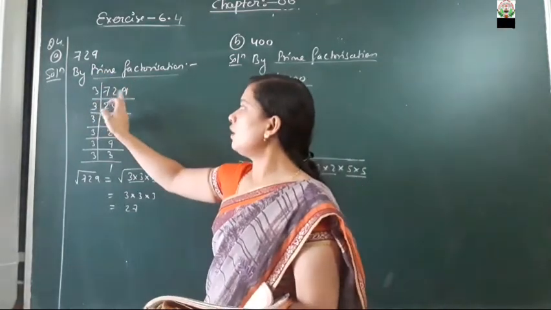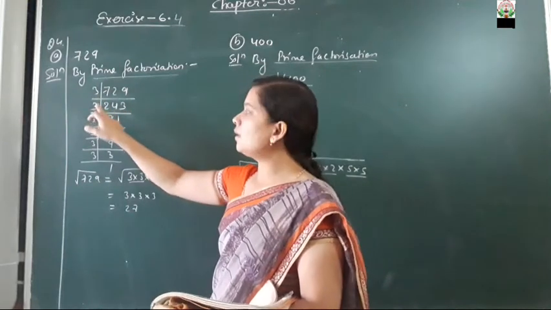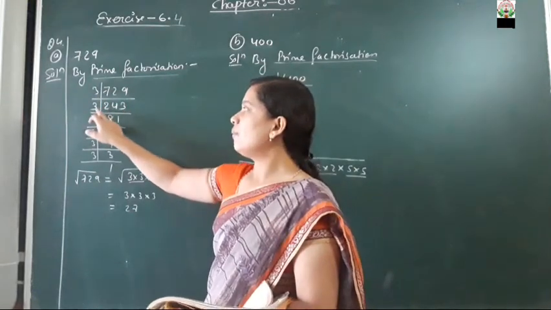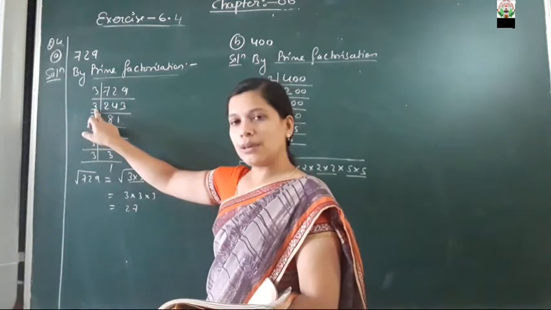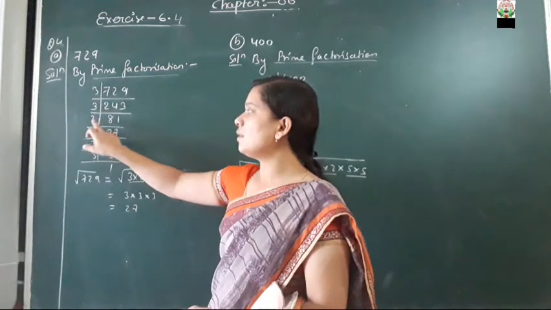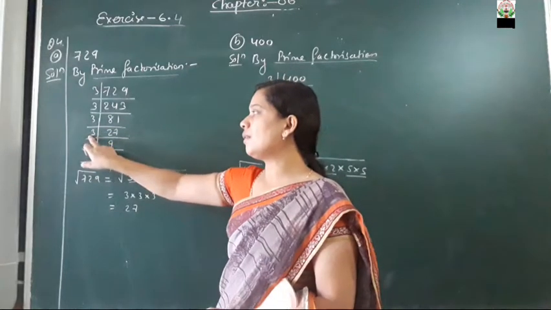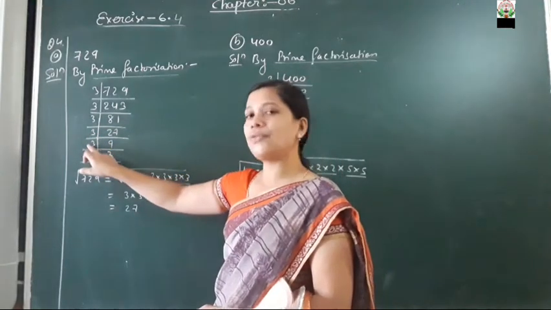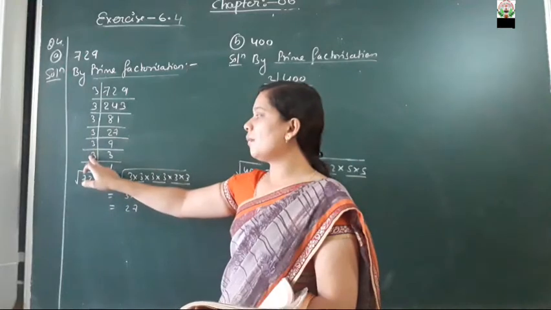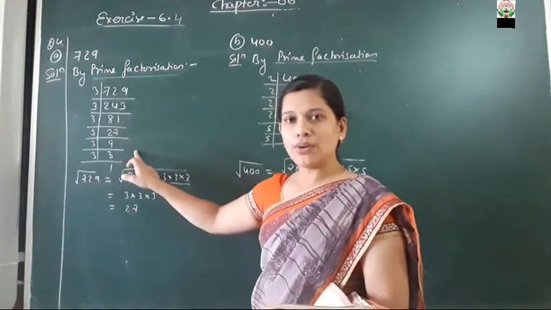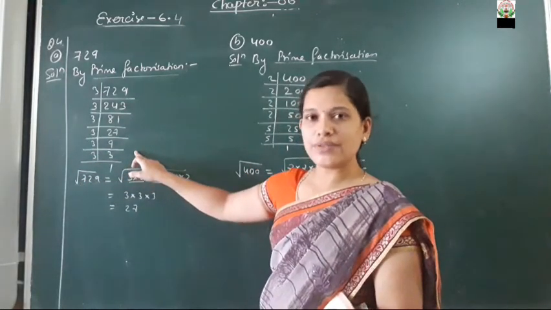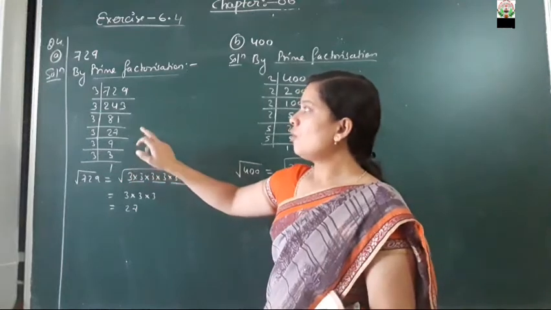So 729 comes in the table of 3 how many times? That is 243 times. Then 243 comes in the table of 3 81 times. 81 comes in the table of 3 27 times. 27 comes in the table of 3 9 times, and 9 comes in the table of 3 3 times. Then 3 comes in the table of 3 1 time. Everybody knows how to find the factors of the numbers. It is very easy.